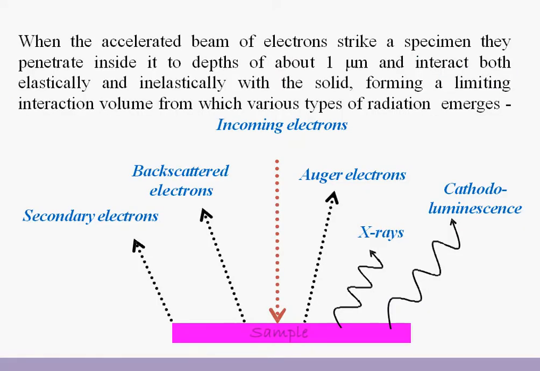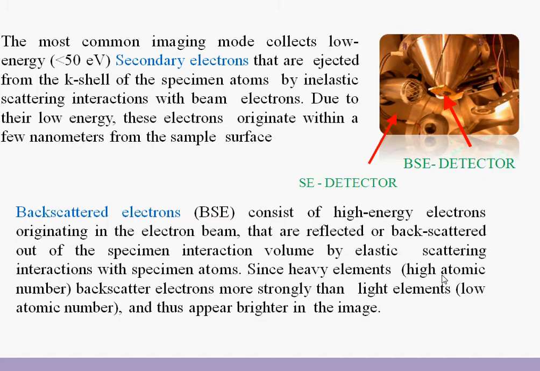And this is the image showing how the incoming electrons are going to strike the sample and what the different rays, backscattered rays, we will be getting. So this is the incoming electron beam, and after impinging or striking on the surface of the specimen, we will be getting the backscattered electrons, secondary electrons, Auger electrons, X-rays as well as cathodoluminescence, right?